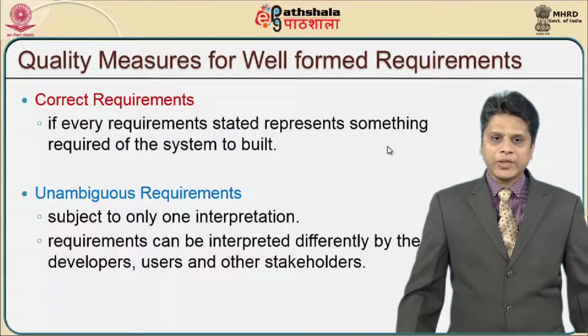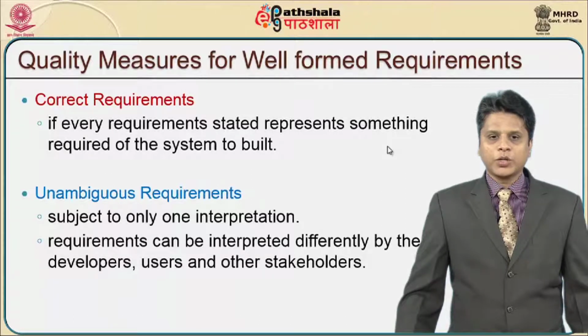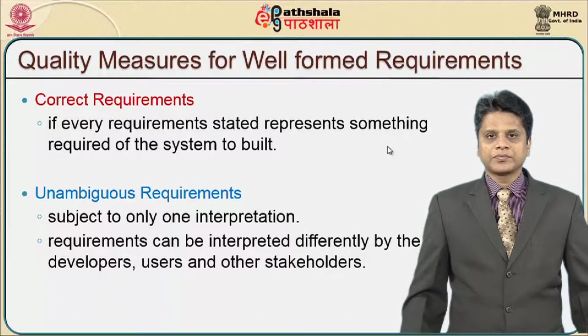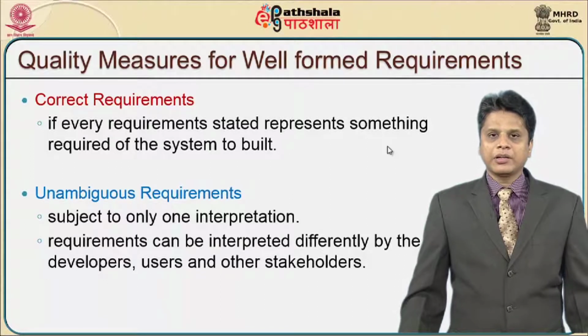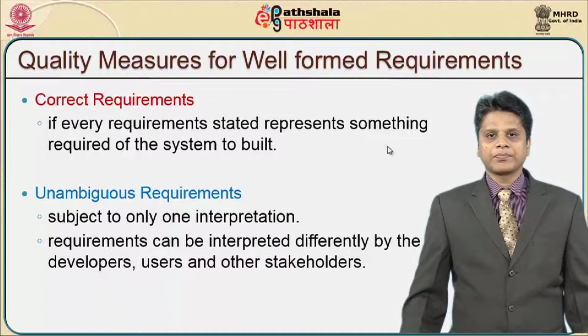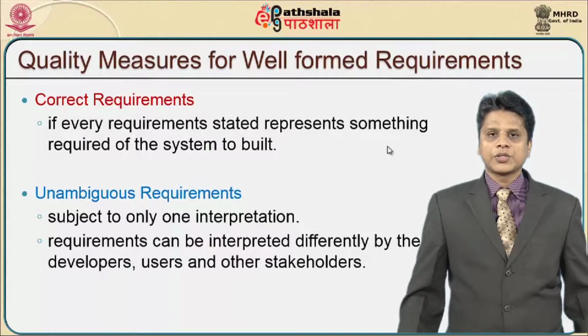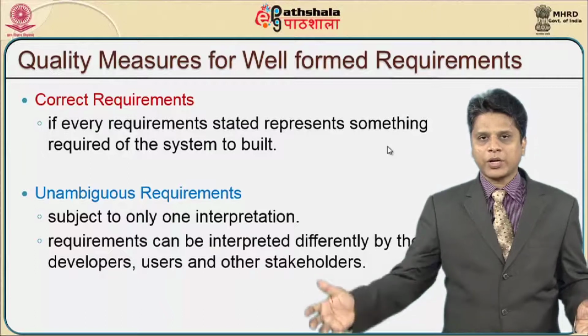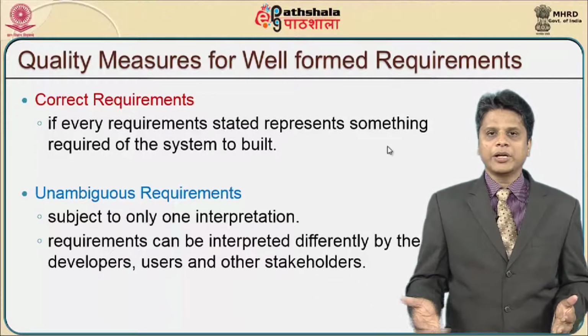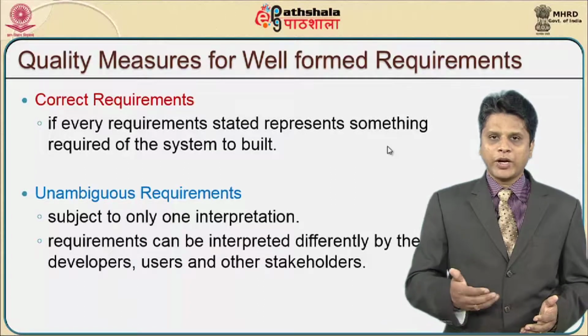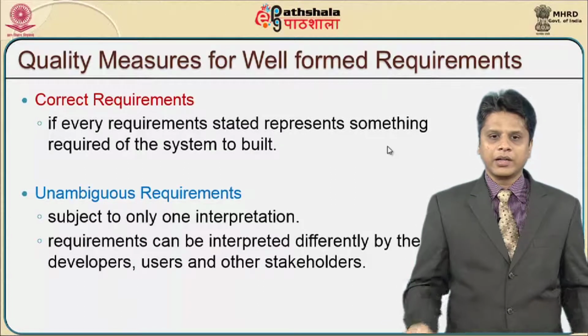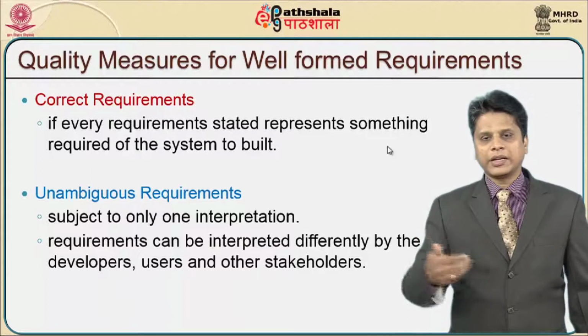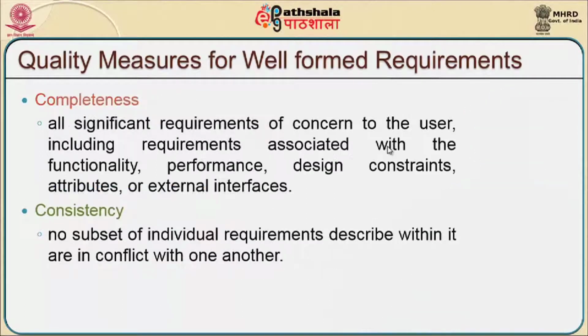When we talk about unambiguous requirements, these are subject to only one interpretation. Requirements can be interpreted differently by the developers, users and other stakeholders. So when I try to match all the stakeholders' requirements on the same issue, then it becomes unambiguous. So I may have to adopt only one strategy where I will be very clear what interpretation everybody tries to provide.